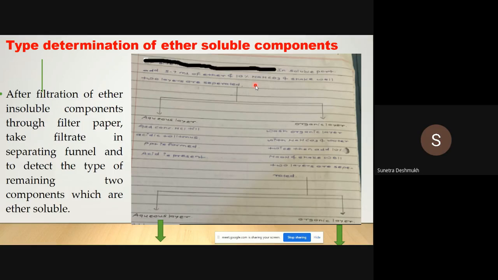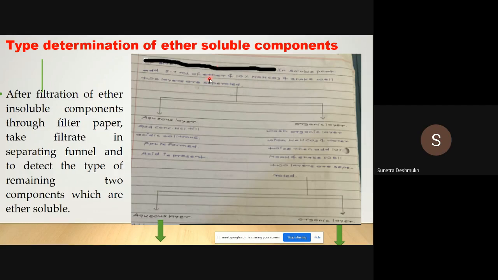Add the 10% sodium bicarbonate solution, stopper the separating funnel, and shake it. Then you will get two different layers, one is the ether layer and one is the aqueous layer. Once you get the two layers, you have to separate them. Take out the aqueous layer in one test tube, and keep the ether layer in the separating funnel as it is. Now, if an acid is present in your ether soluble part, it will be in the aqueous layer.